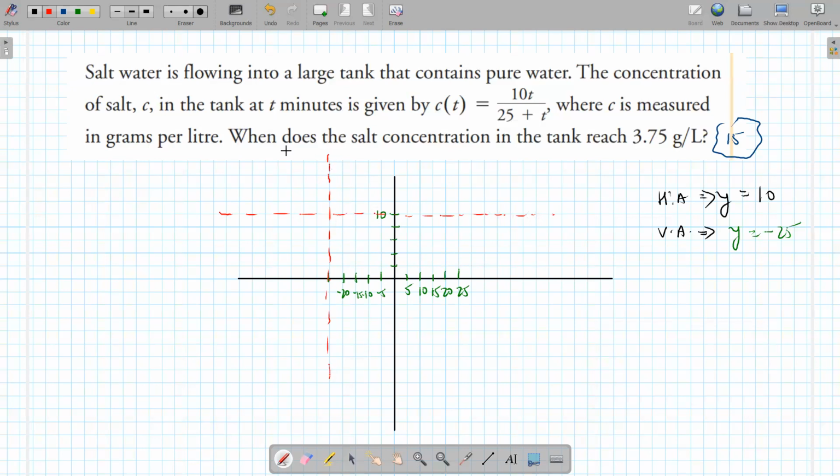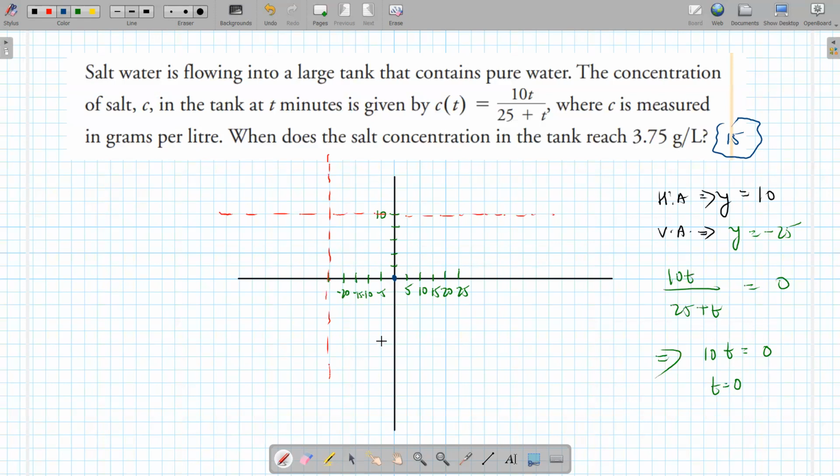Let's find the x and the y-intercept. To find the x-intercept, you set the y equal to 0. So you get something like this. How do you solve this for t? You multiply by 25 plus t. Does it disappear when you multiply? It does, yeah. So 10t is equal to 0. t is going to be 0. So we know our thing is going to pass through the origin.